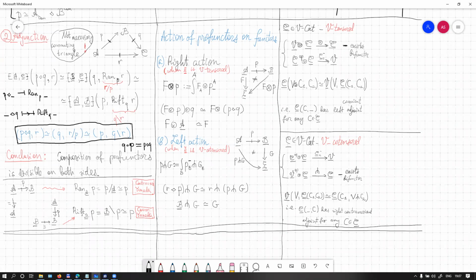And even if you here use Q composition P, then division on the right will give you this thing, division on the left will give you that thing. That's very natural to see. Okay. So that's about the adjunction. How can you prove this adjunction?